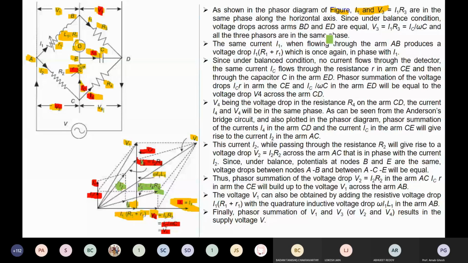Today I have completed three things. That is your Anderson bridge, which is most important, the Hays bridge, and your Maxwell inductance capacitance bridge.